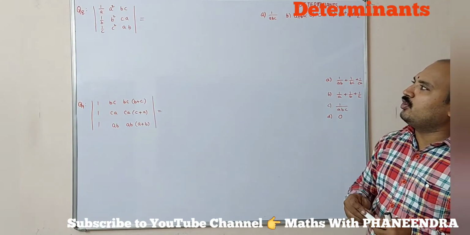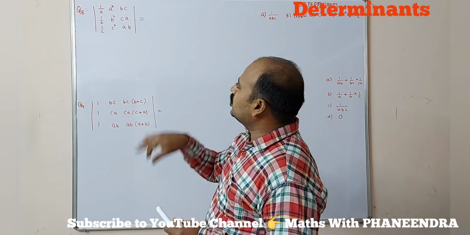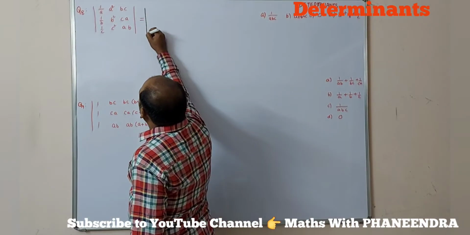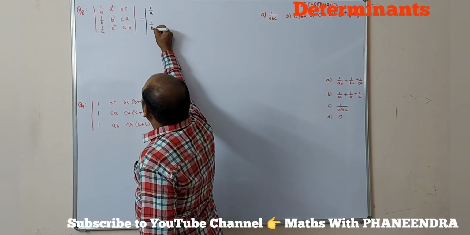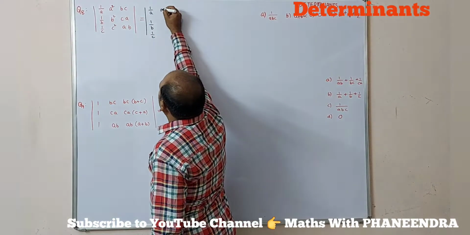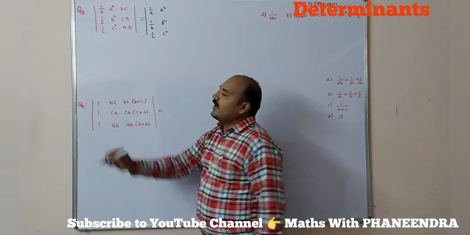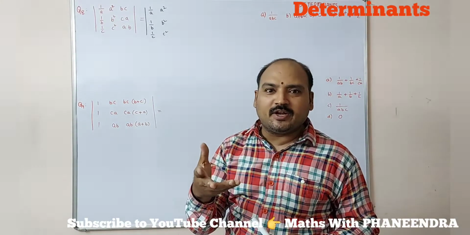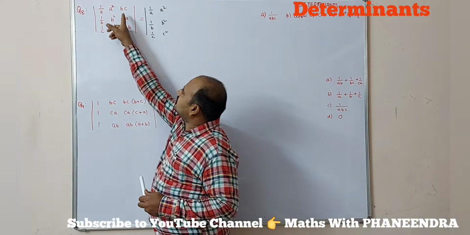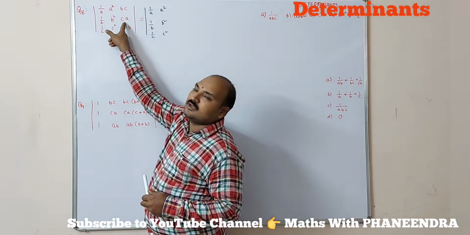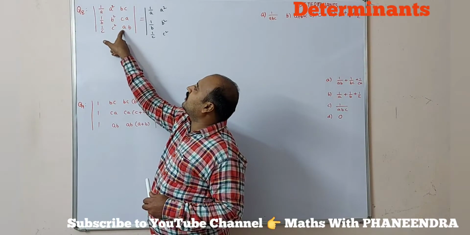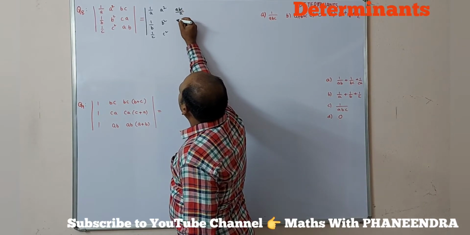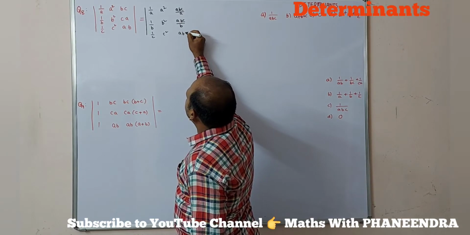Is there any possibility to make any two rows equal or any two columns equal? So we will make it here. First column as it is: 1 by A, 1 by B, 1 by C. Second column also: A square, B square, C square. In the third column, BC is there. To get ABC, A is not there in the numerator, so multiply and divide by A in the first term. In the second, B is not there, so multiply and divide by B. In the third, multiply and divide by C. So it becomes ABC by A, ABC by B, ABC by C.